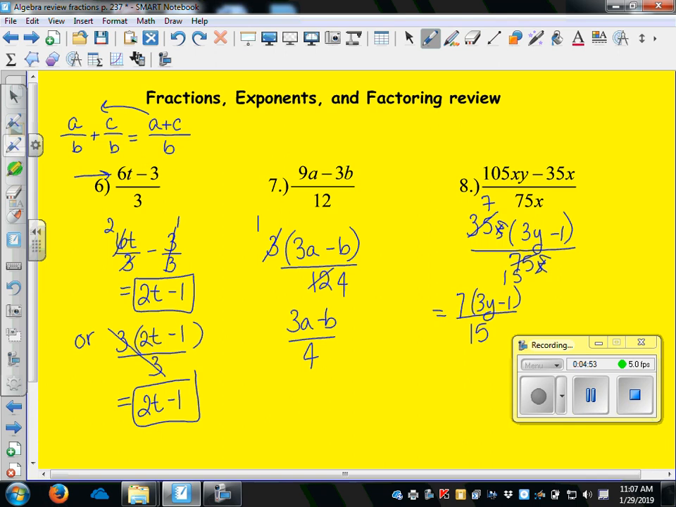And I could write this by redistributing the 7 if I chose to. That would be 21y minus 7 over 15. Either of those answers would be accurate. Now, once again, I could have chosen to separate that into two fractions and simplify from there, and that would also work, but I'm going to go ahead and stay with the factoring version that I did here.